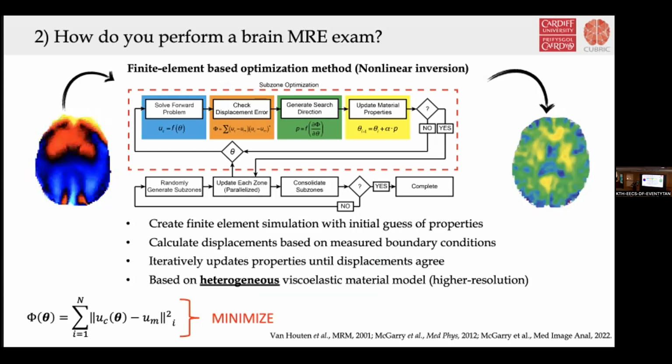There are several benefits to using NLI. One is the use of a heterogeneous viscoelastic model, which is the type of model that allows for spatially varying properties. Of course, that's really important when you consider the brain, where two different tissue types have different mechanical properties. It's a bit different for the liver. You can use a more simplified inversion because the liver is largely homogeneous. So, I think for the brain, you should consider something like this.